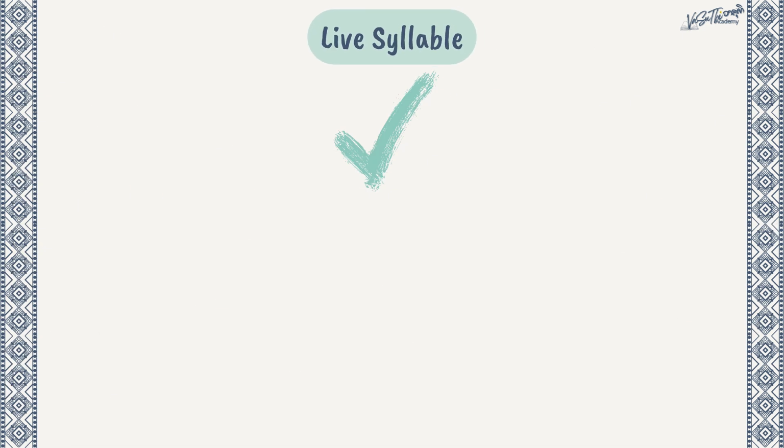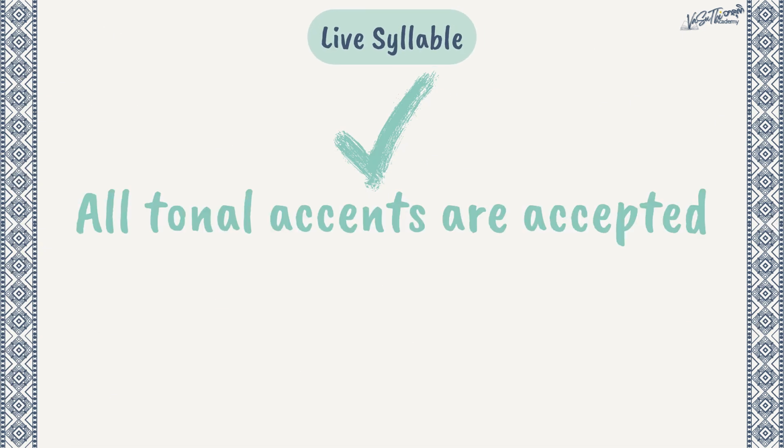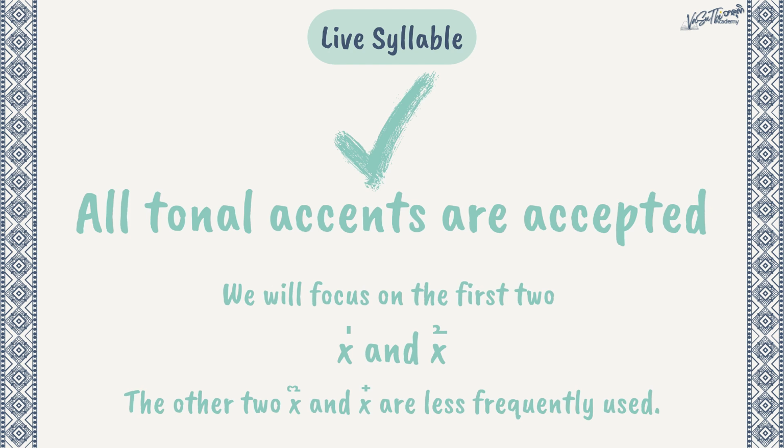Unlike dead syllables, live syllables accept all tonal accents without exception. But here, we will focus only on the first two accents, accent 1 ไม่เอก and accent 2. ไม่โท The other two, accent 3 ไม่ตี and accent 4, ไม่จัตวา are more rarely used, only to transcribe onomatopoeias, for example.